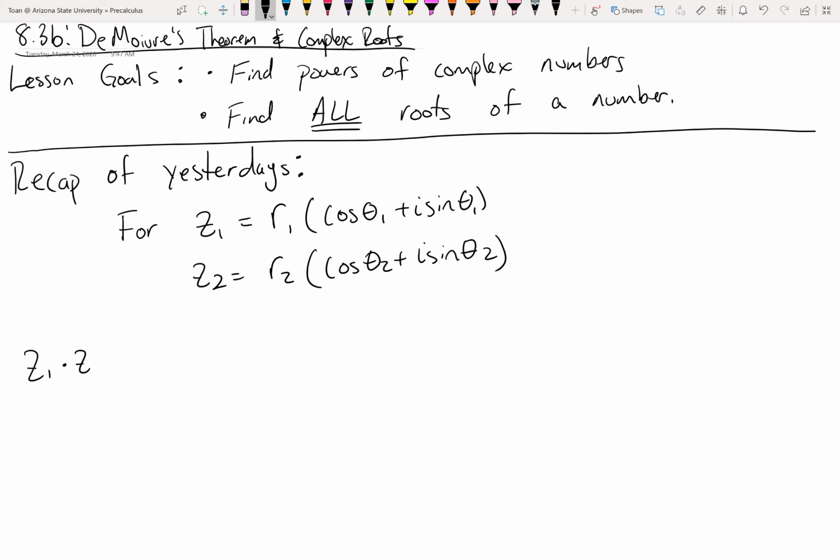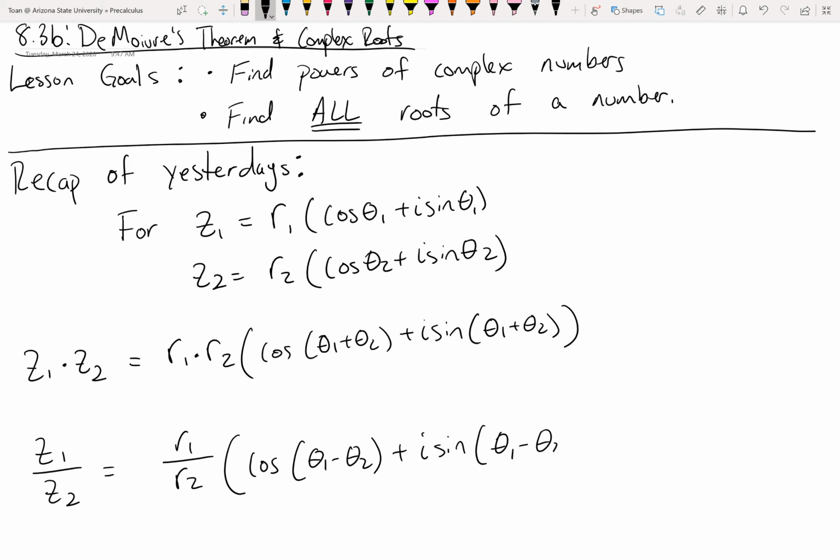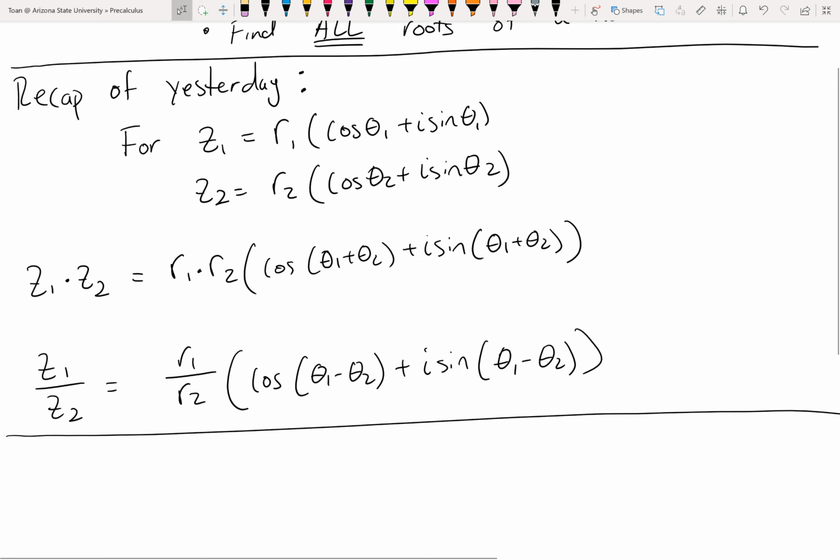We should know that if we wanted to multiply these two complex numbers, all you have to do is multiply their modulus and add their arguments, add their angles. If I wanted to divide these complex numbers, all you have to do is divide the modulus and subtract the arguments. So that's what we talked about yesterday. And again, this might be a good recap. This might be something good to highlight, box, add to your index card if you have one.